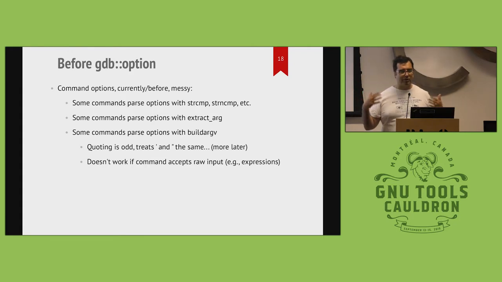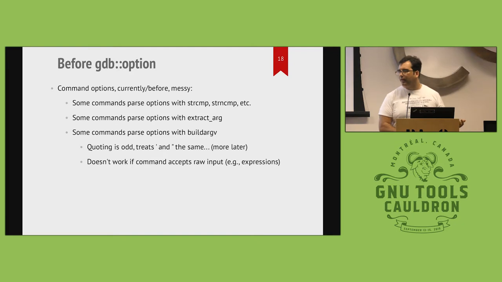Currently in GDB, things are messy. Each command implements its own way of parsing the arguments, the options to the command. Some commands will use string comp, string end comp. Some commands will use some custom functions we have in there, struct arg. Some commands will use build argv, which breaks the string into an array of strings, like an argv. Same kind of thing you pass to exec or the thing you get when main is called.